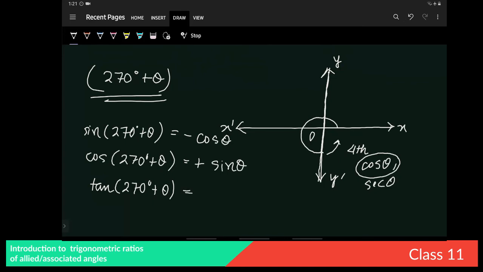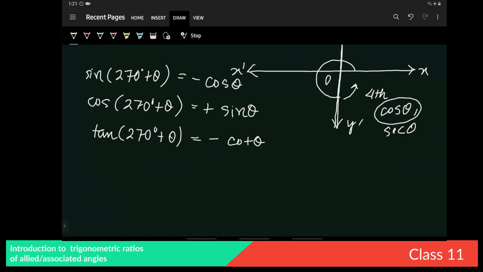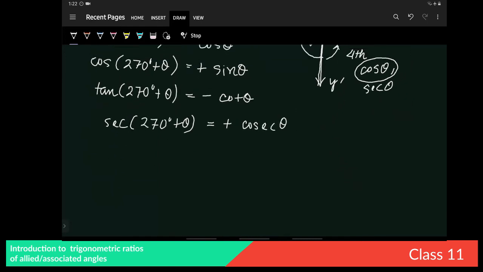Now tan is negative, so it is minus, and it will be cot theta, because the ratio will change. Now if you do the rest, cosec of 270 degree plus theta, you will get minus sec theta. But in case of sec 270 degree plus theta, sec is also positive in the fourth quadrant, so it is plus, and it will be cosec theta. Okay, so this is 270 degree plus theta.